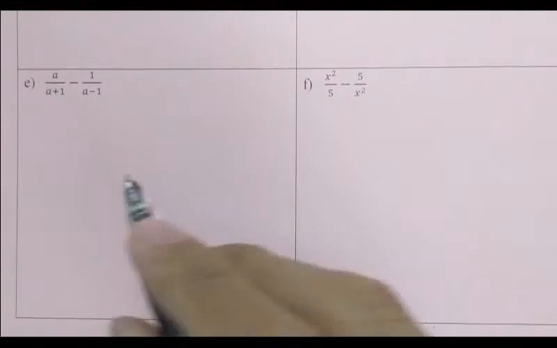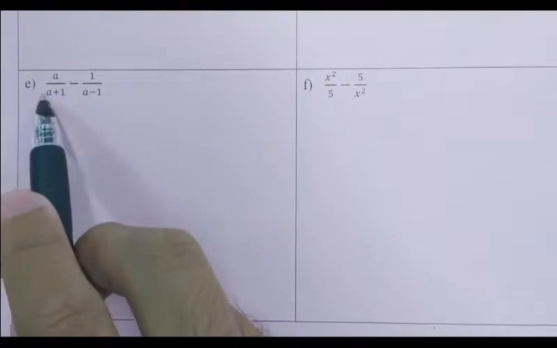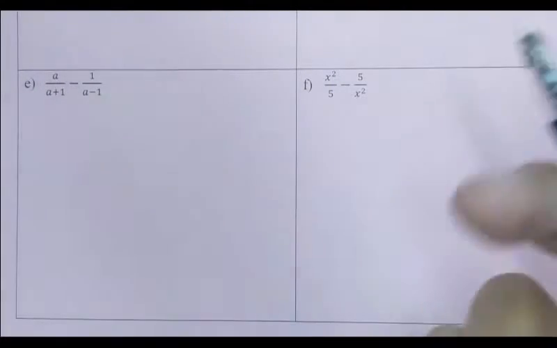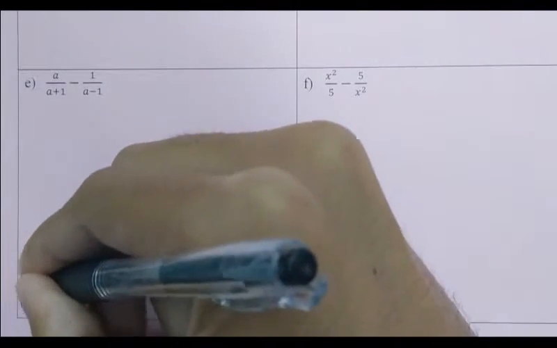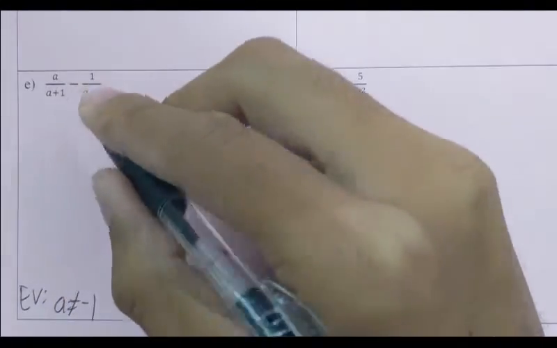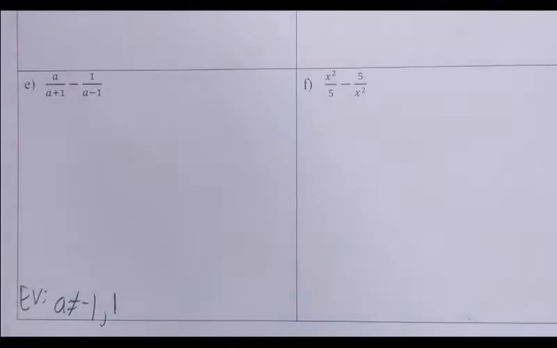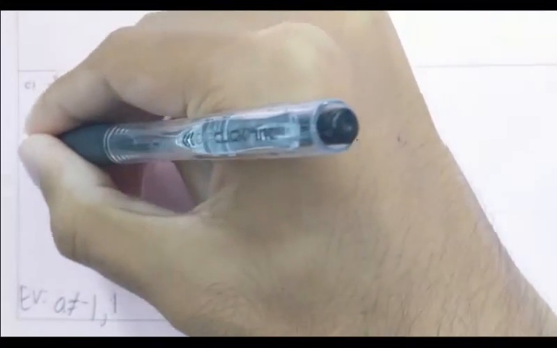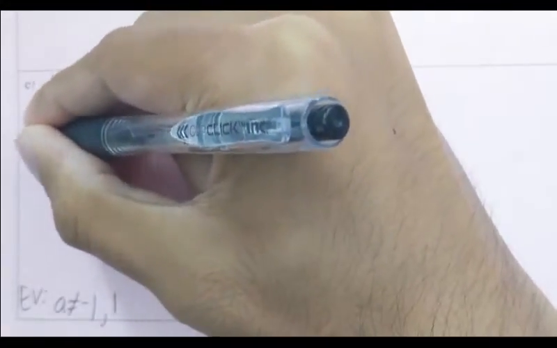Okay, for this problem, I would start by factoring, but there's actually nothing to factor. Everything is to the first power already. So I can do my excluded values. a cannot be -1, and a can also not be +1. Okay, so let's make the denominators match.